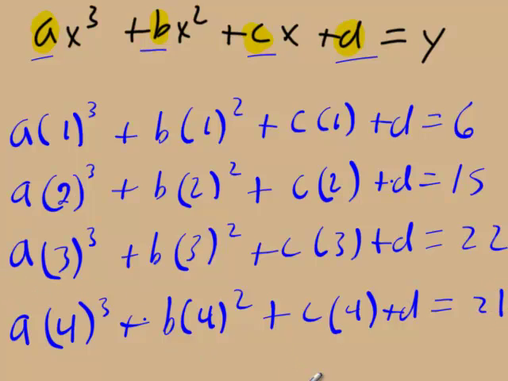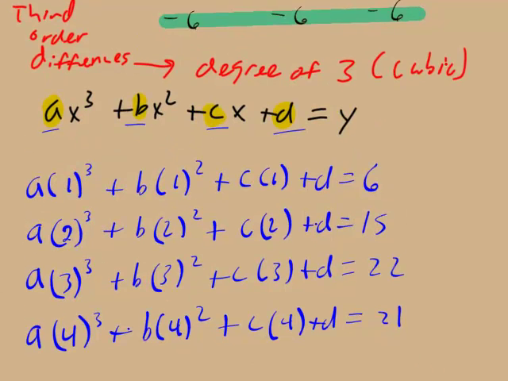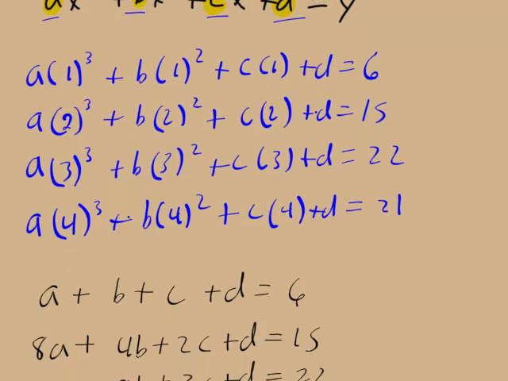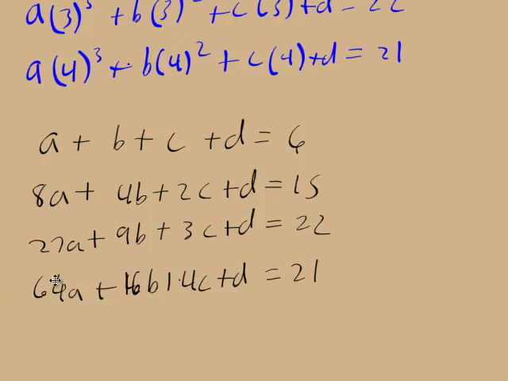Okay, so now let's go ahead and simplify these equations. Get a little bit more room. Okay, so simplified, these are what the equations will look like. a plus b plus c plus d equals 6. 8a plus 4b plus 2c plus d equals 15. 27a plus 9b plus 3c plus d equals 22, and 64a plus 16b plus 4c plus d equals 21.